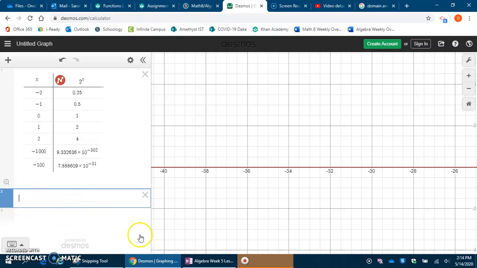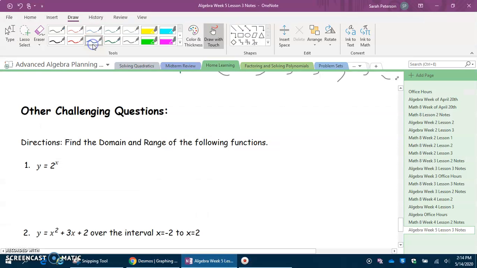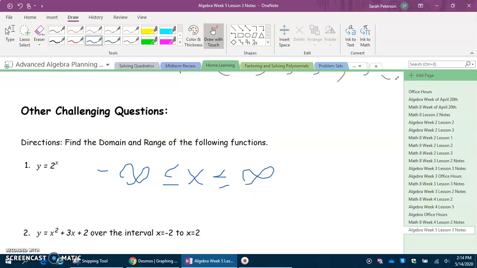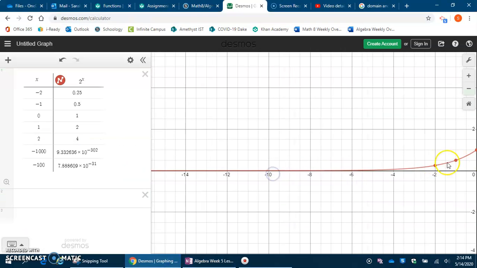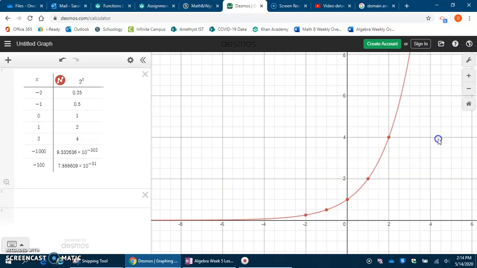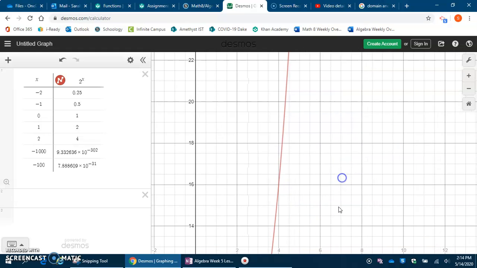So the range for this, because it's going to keep going all the way to the left, would be negative infinity to positive infinity, because it's going to go far right as well. If you go back to the original, it'll go up forever and it'll never stop. You can type in as big a number as you want, it'll go up to infinity.